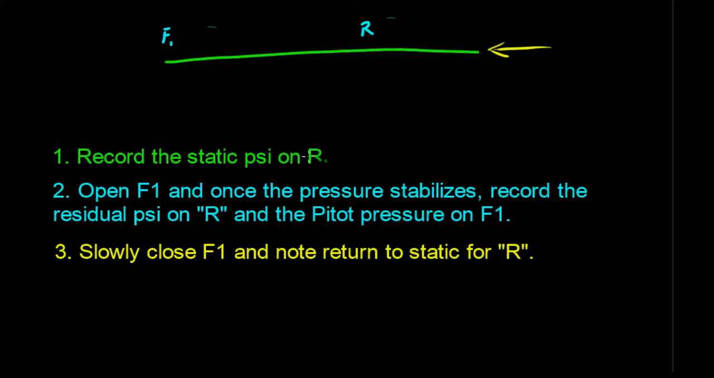So first thing we're going to do is we're going to record our static pressure on our residual hydrant before we ever start flowing any water during the test. Later in this presentation, you'll have a chance to pick some numbers. But for right now, we're going to say that we have a static pressure before we start flowing water of 75 psi. So that's going to be our static pressure.